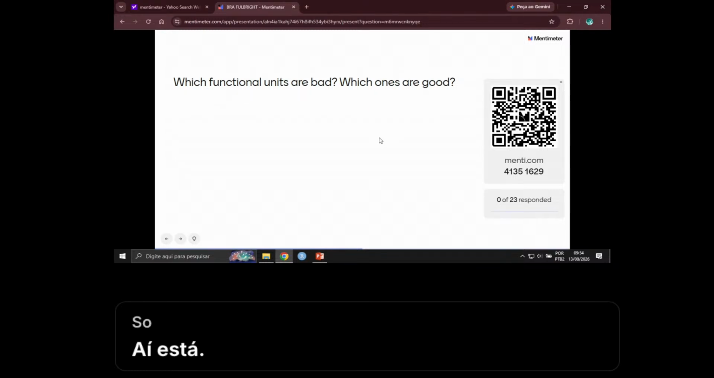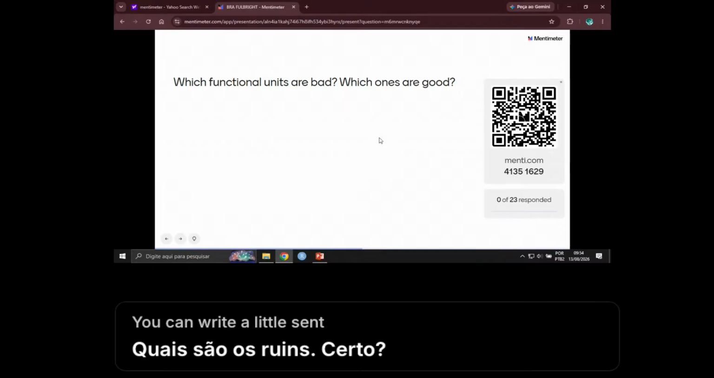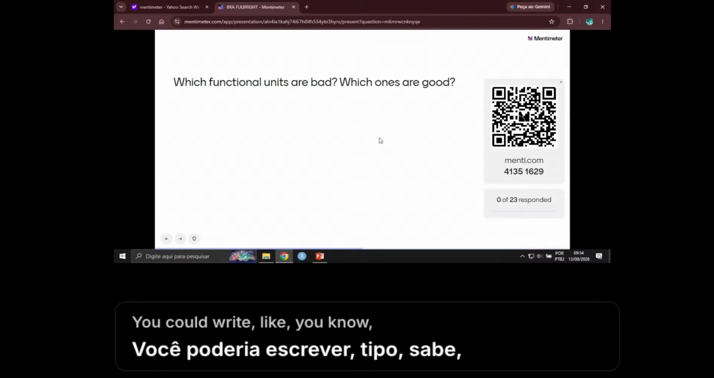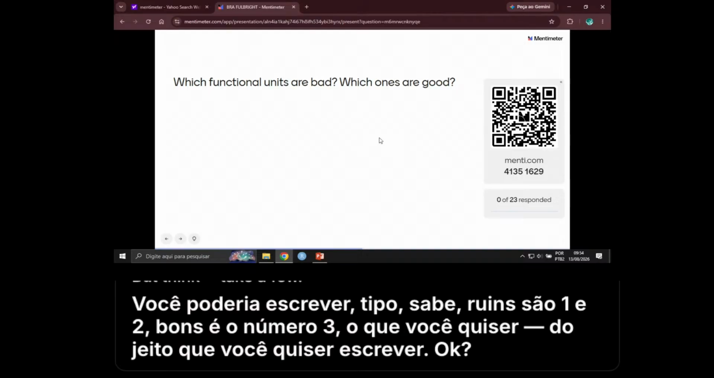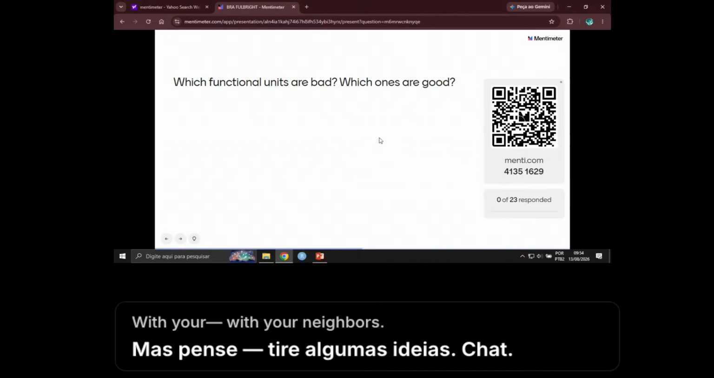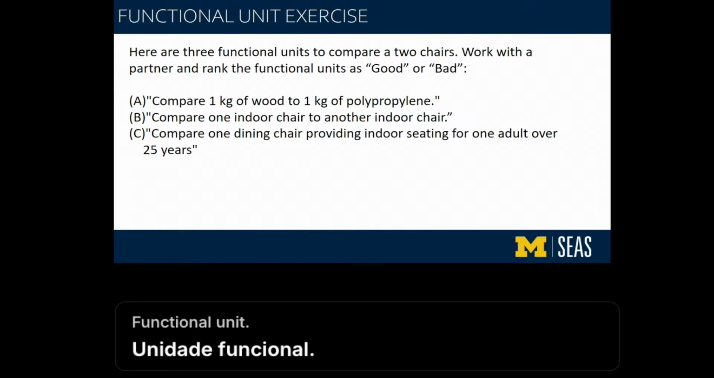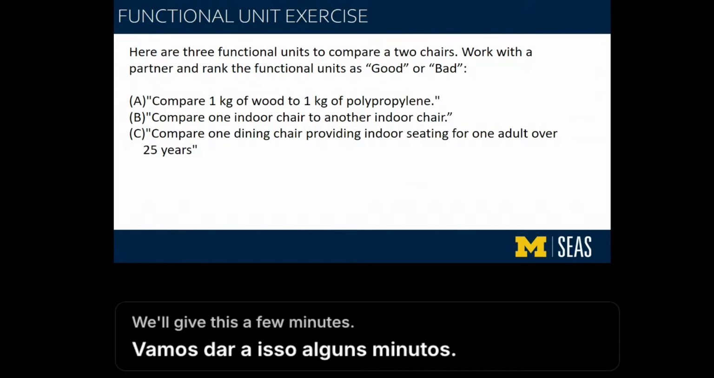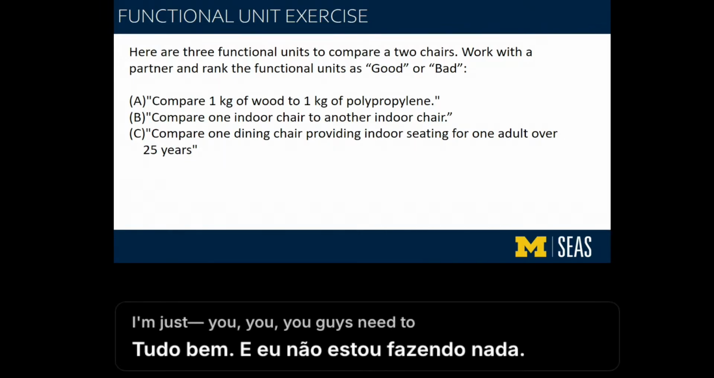So you can actually answer on Mentimeter using your phone. Tell me which ones are good, which ones are bad, right? You can write a little sentence. You could write like, bad are 1 and 2, good is number 3, whatever you want, however you want to write it, okay? But take a few minutes and chat with your neighbors. And then we'll revisit this, okay? Functional unit. We'll give this a few minutes. I'm just, you guys need to chat with your neighbors, yeah?